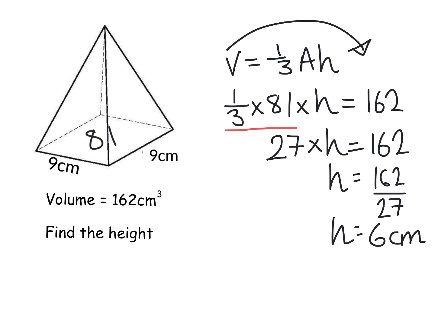If this was non-calculator, maybe we'd have to simplify that down, maybe trying to divide by 3 and see if it could simplify. But I think this would be a calculator question. So the height of the pyramid is 6.